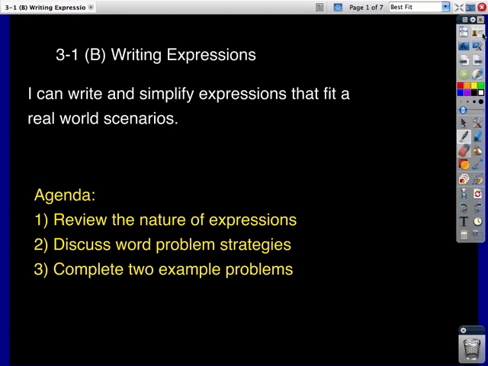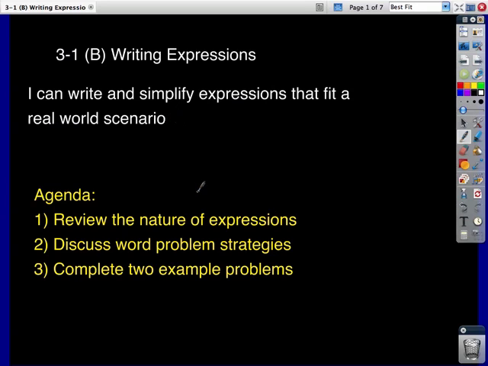We are writing expressions today. Okay? And your I can statement is to write and simplify expressions that fit a real world scenario. There should not be an S on the end of scenario. So that's our I can statement. We want to be able to make what we're learning fit the real world.